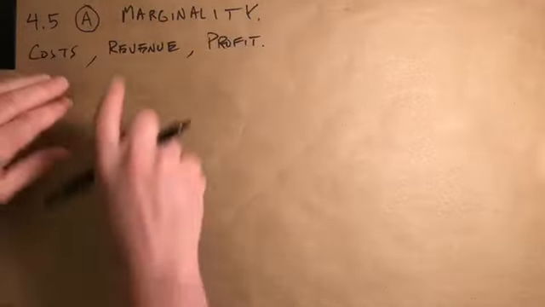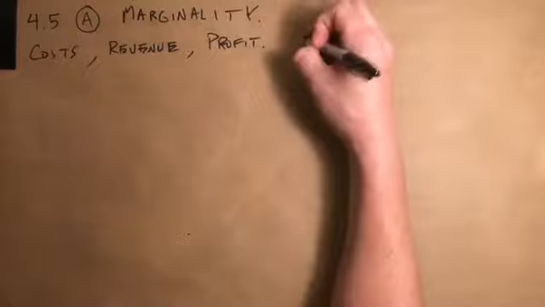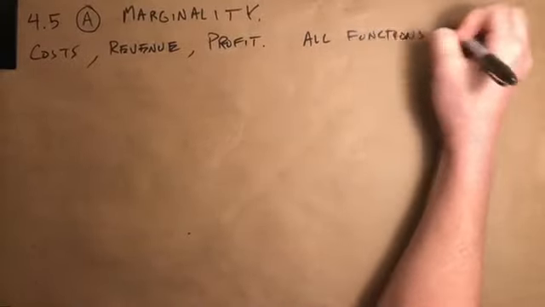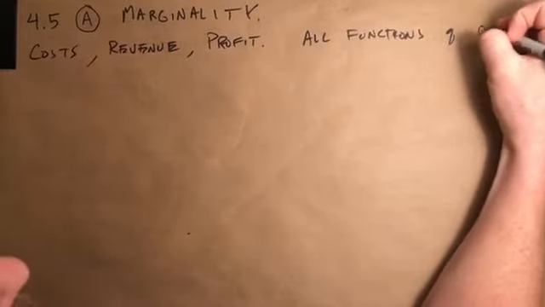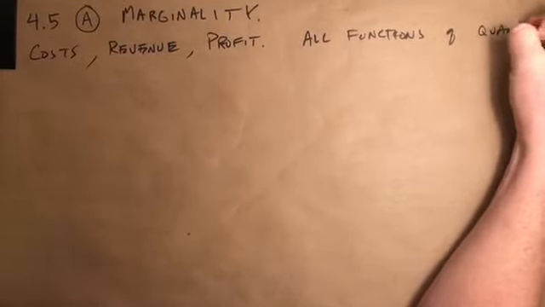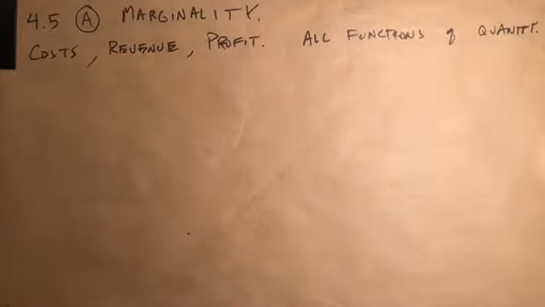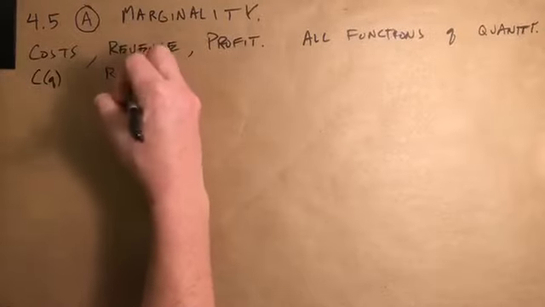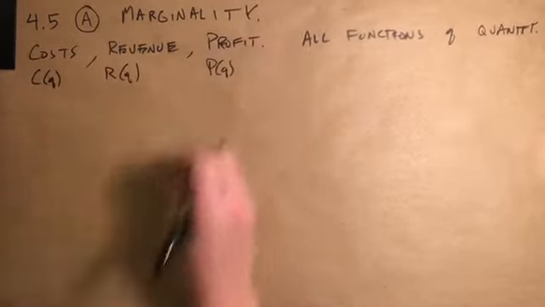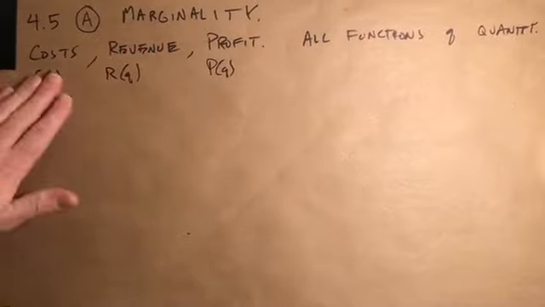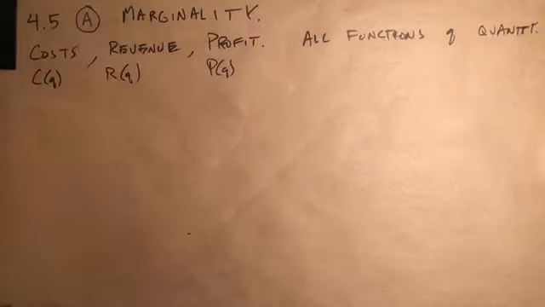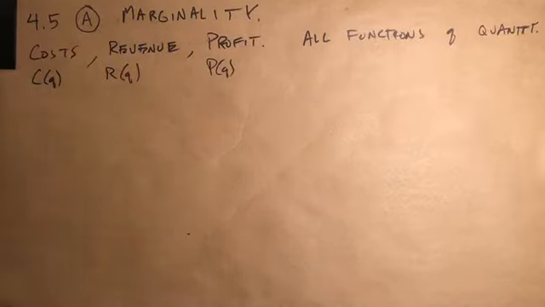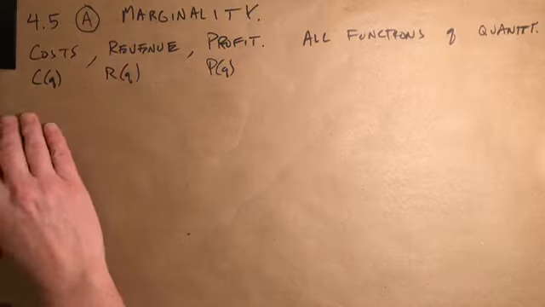Now, the costs and the revenue and the profit, these are all going to be functions of Q, quantity. So we could write this as C of Q and R of Q and P of Q. These are total costs, total revenues, and total profit for Q items produced. Where we start to talk is marginality.